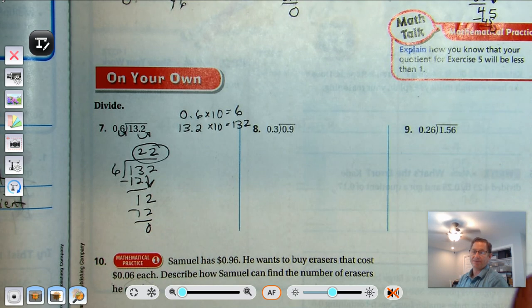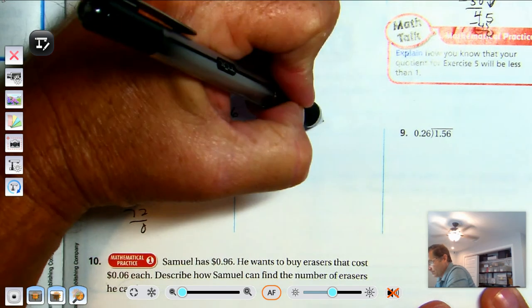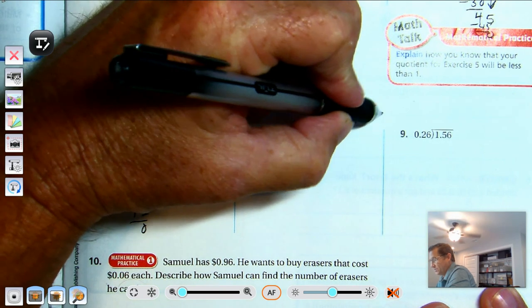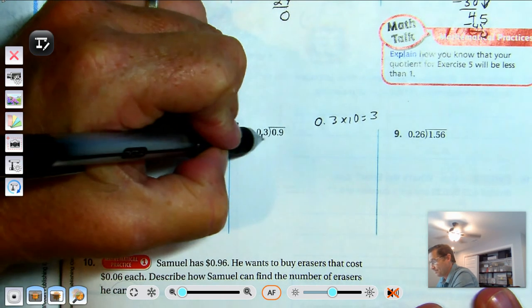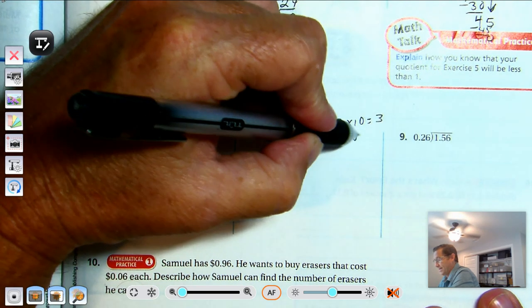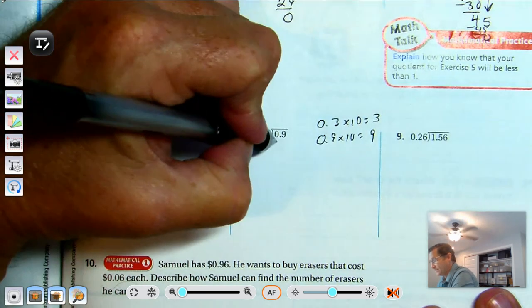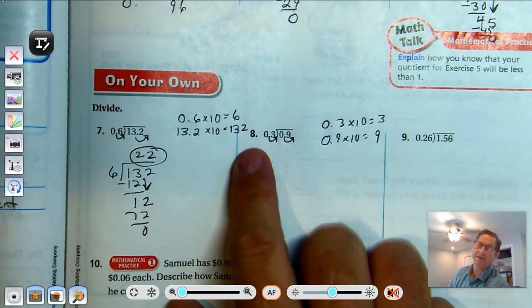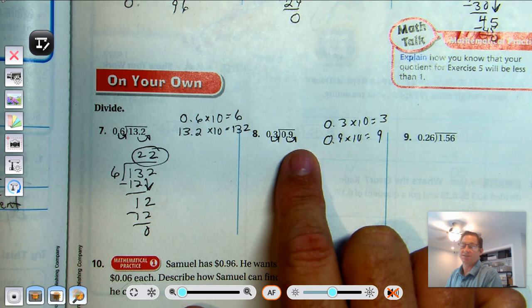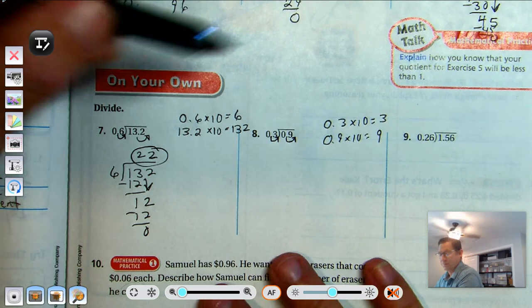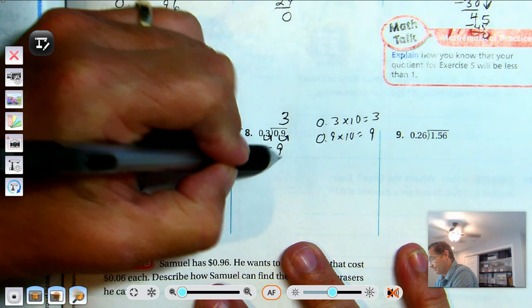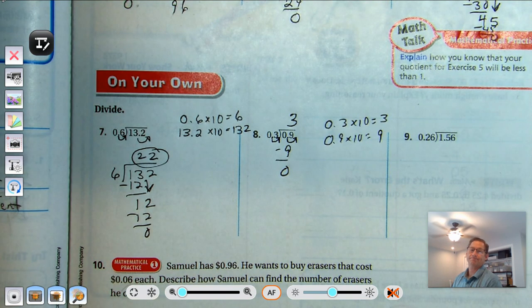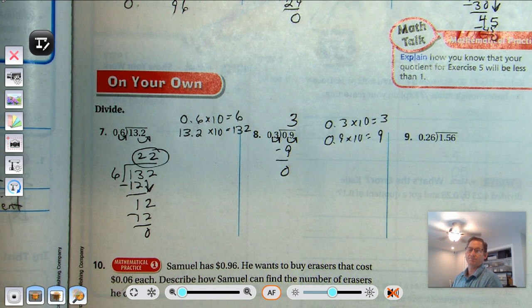Number 8. 9 tenths divided by 3 tenths. Multiply the 3 tenths by 10 to move it one place to the right. Multiply the 9 tenths by 10 to move it one place to the right. Again, whatever we do to the divisor, we want to do to the dividend so we don't change the value of the quotient. So 9 divided by 3, 3. So 9 tenths divided by 3 tenths is 3. You would need 3 tenths to equal 9 tenths.